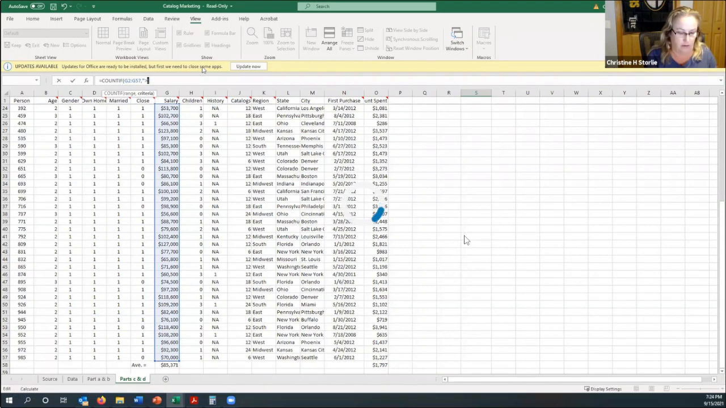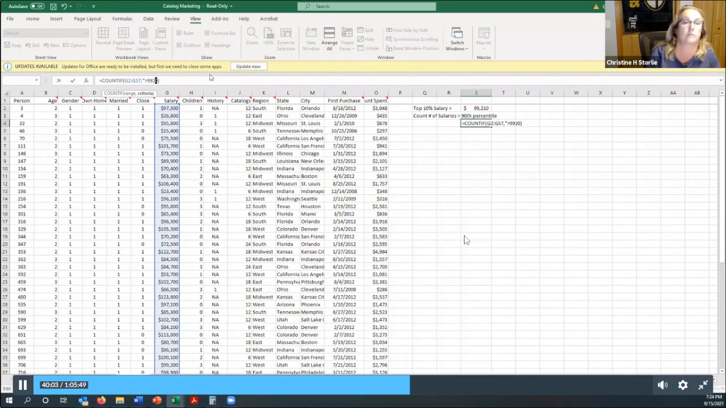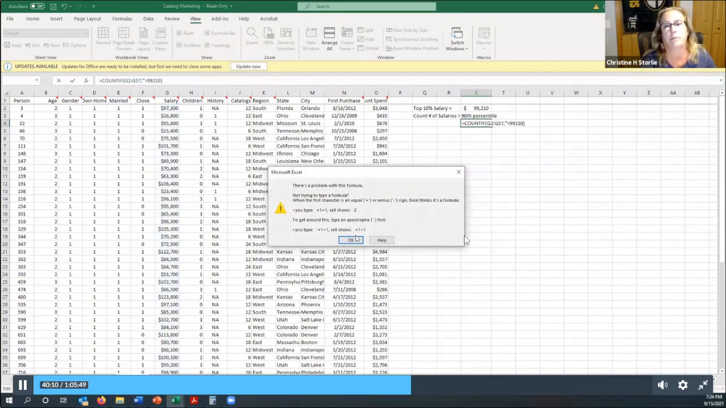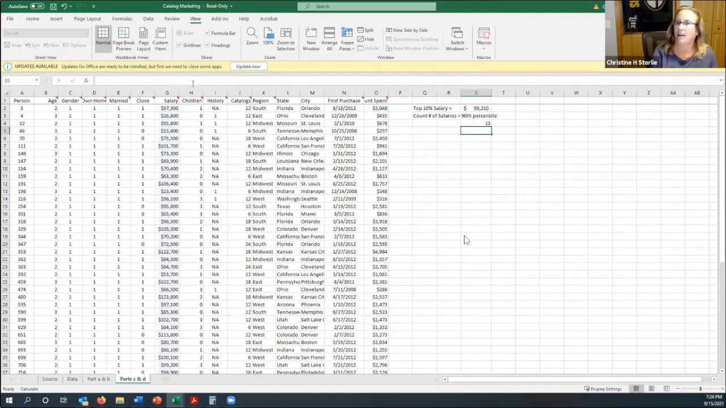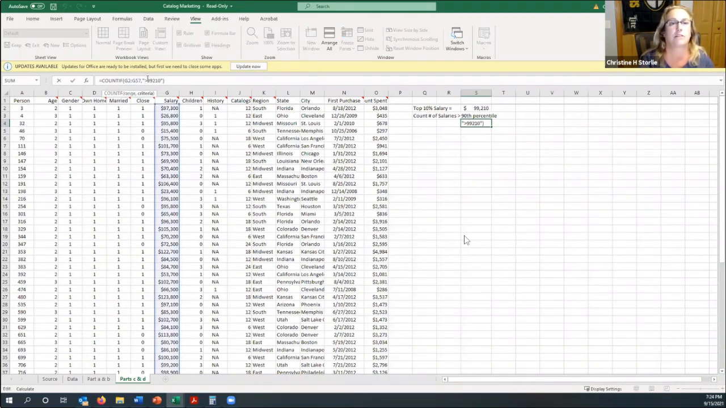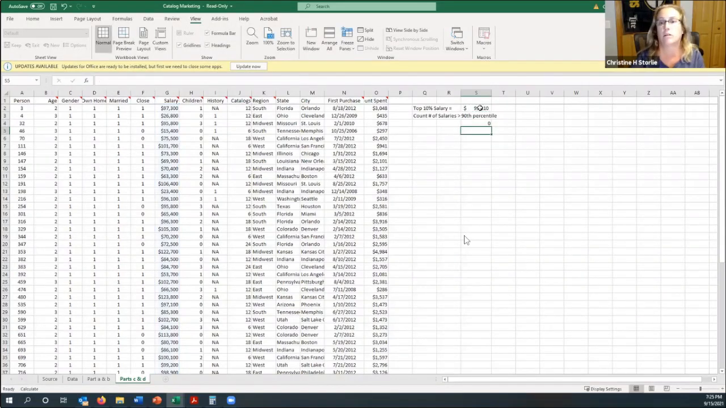COUNTIF, greater than. She forgot the quotation mark again. Finish your quote mark. Finish your parentheses. I am positive that was the same thing I had in there. No, she had an apostrophe instead of a quote. But anyways, she did greater than. I wish it was greater than or equal to. You would think that would be.